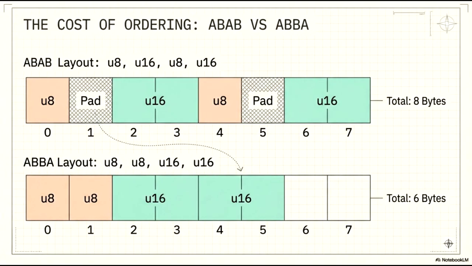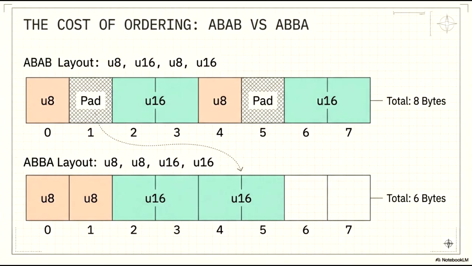This slide illustrates the significant impact that field ordering has on memory consumption, specifically comparing an ABAB pattern against an ABBA pattern. In the ABAB layout, we alternate between an 8-bit unsigned integer and a 16-bit unsigned integer. Because the 16-bit integers must be aligned to 2-byte boundaries, the system is forced to insert a padding byte after each 8-bit field. This results in a total memory footprint of 8 bytes.